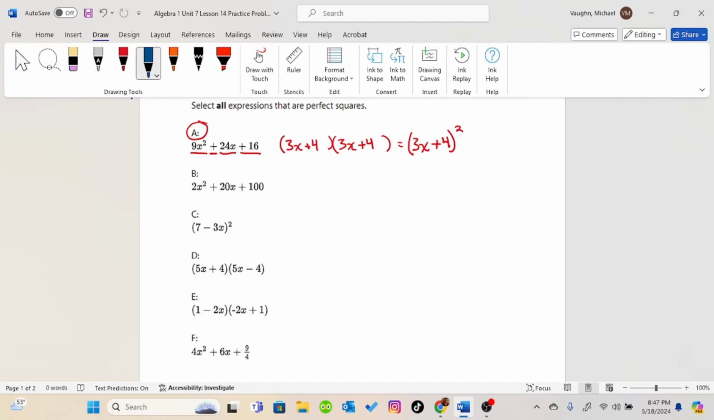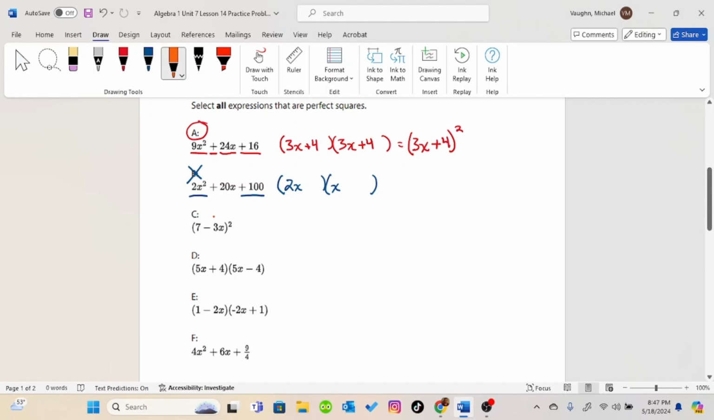Now we need to look at B. Again, ax squared and c would need to be perfect squares. They're not. C is a perfect square. That would be 10 times 10, and 10x plus 10x would be 20x, but in order to get 2x squared, we would need it to be 2x times x. 2x squared is not a perfect square. Therefore, B is not a perfect square.